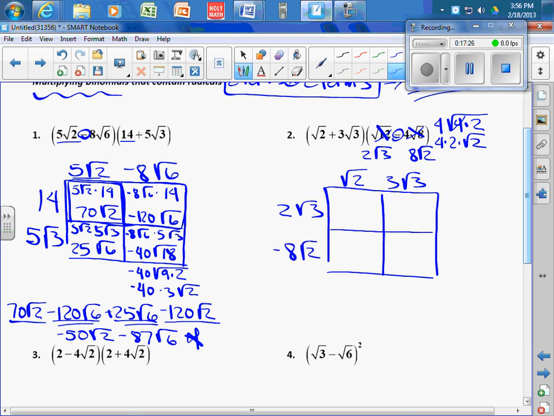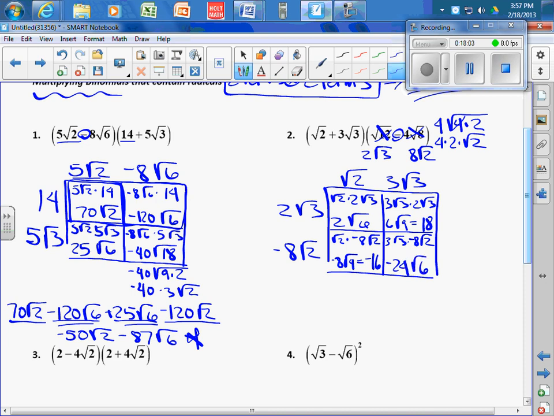And start multiplying. Radical 2 times 2 radical 3, 2 radical 6. 3 radical 3 times 2 radical 3 is 6 radical 9. That's 6 times 3, 18. Radical 2 times negative 8 radical 2, that's negative 8 radical 4. Negative 8 times 2 is negative 16. And then 3 radical 3 times negative 8 radical 2, negative 24 radical 6.